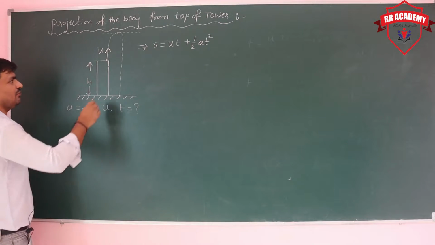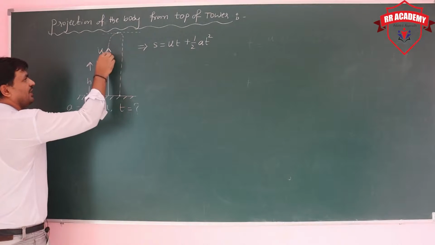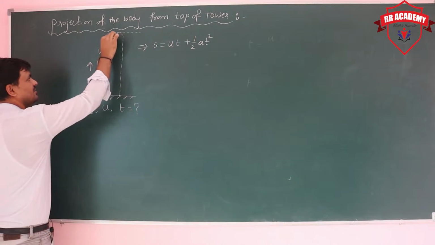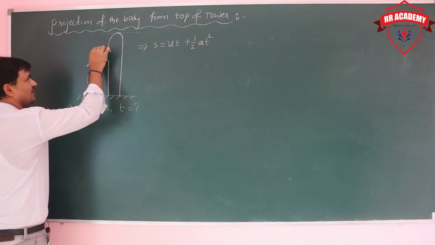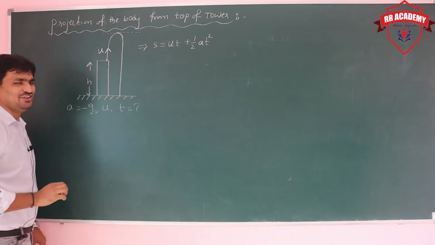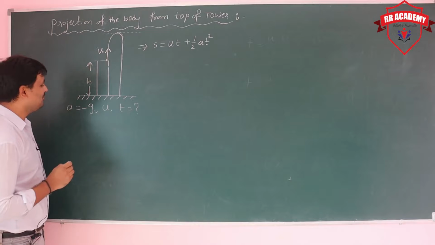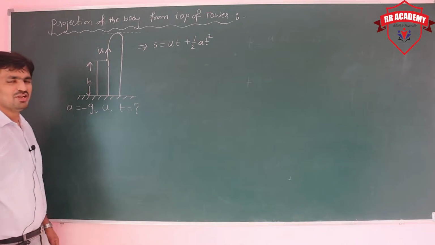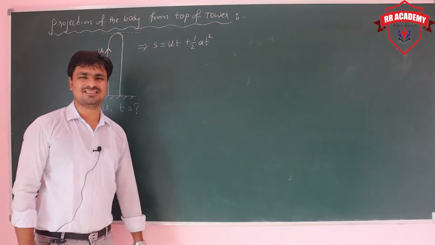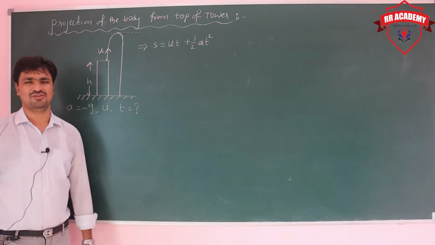From the top of the tower we are projecting a body vertically upwards with a velocity u. Now, after what time does the body reach the ground? That we have to find.